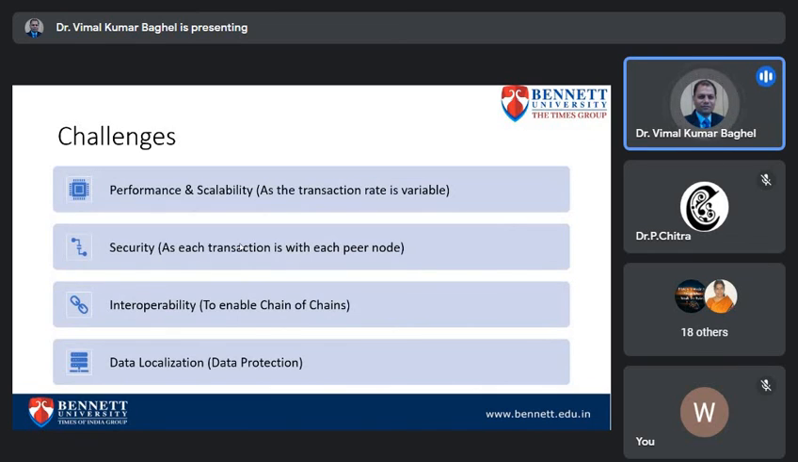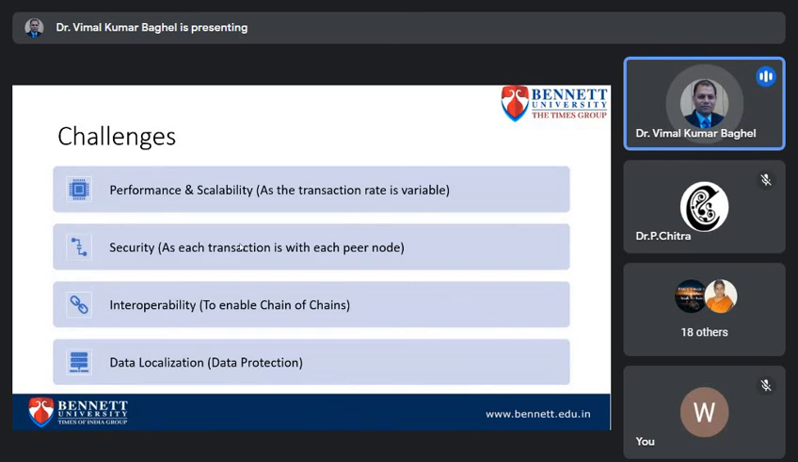Yes, interoperability is one of the challenges. That means if we want to have interoperability between Ethereum and Hyperledger, two blockchains have to be connected. The idea is to create a chain of blockchains. How can we create the chain of blockchains? That is interoperability, and it is one of the challenges.